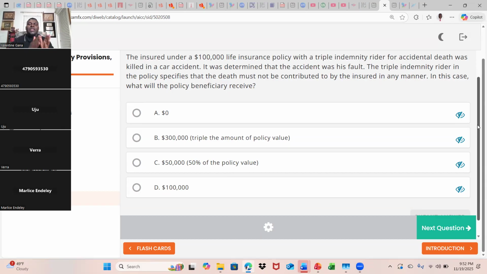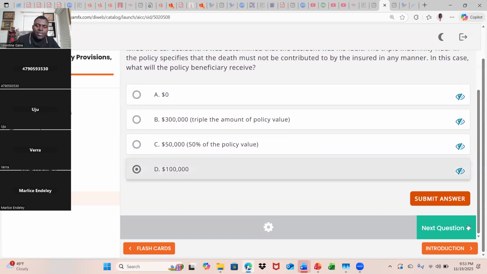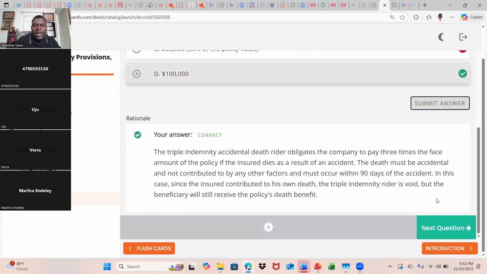Remember also that it is only the triple indemnity rider that states that. So that clause that it should not be contributed to by his fault is applying only to the triple indemnity rider. So it will be 100, D. Correct. The answer is always in the question. If you read the question carefully, you'll get the answer.